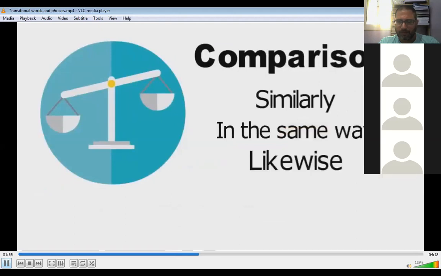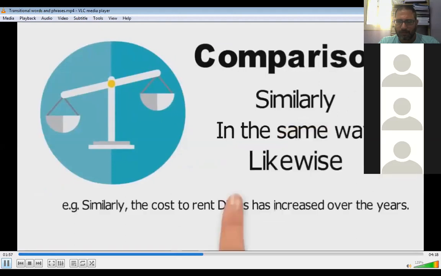For example, similarly, the cost to rent DVDs has increased over the years. Comparison here, we say that similar things and so on. Like I can use words like similarly, in the same way, likewise, and so on. So when we are having the idea of comparison, we are just saying how two things are similar. And these are examples of those transitional words and phrases.